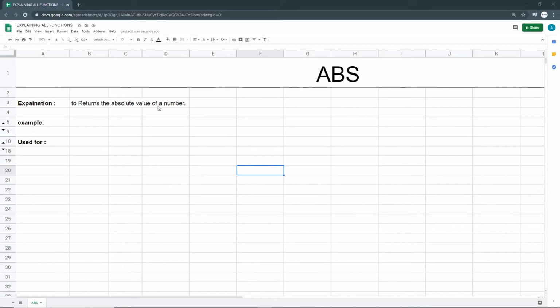ABS is used to return the absolute value of a number. Meaning, if the given number is negative, it takes the number and makes it positive. If positive, it returns it as it is.